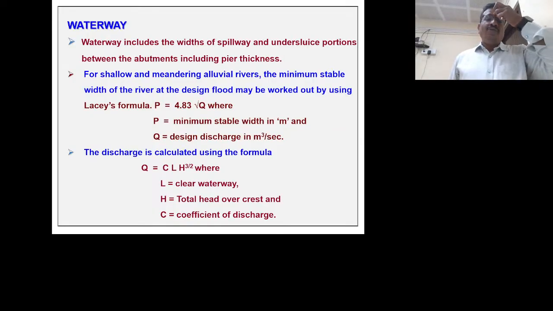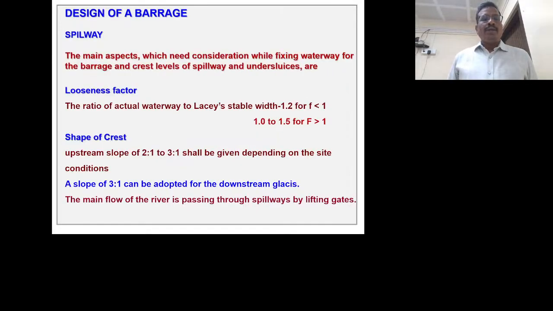Waterway. How important the waterway is, I just now explained. Waterway includes the width of spillway and undersluice portion between the abutments, including pier thickness. And we can calculate the waterway by using Lacey's formula, P is equal to 4.83 root Q, and the discharge is calculated as Mr. Kunjir sir explained yesterday, Q is equal to C L H power 3 by 2. And design of a barrage: the design of a barrage includes many structures.